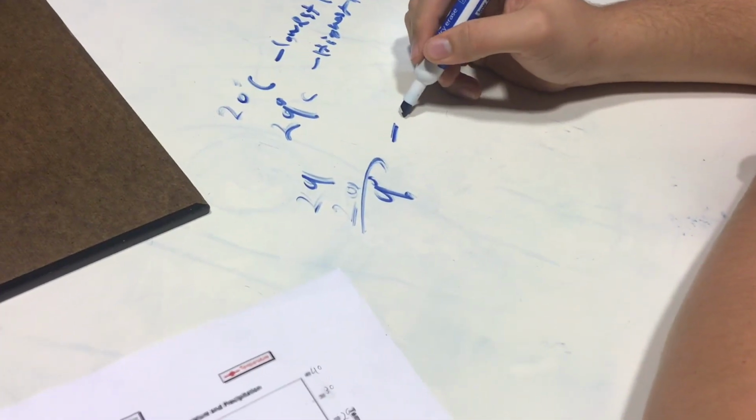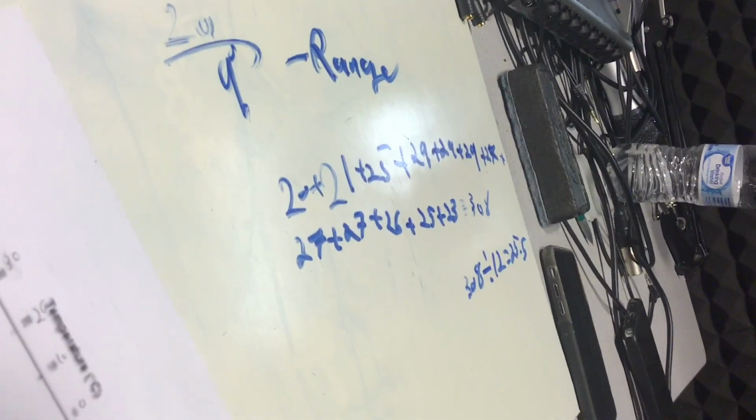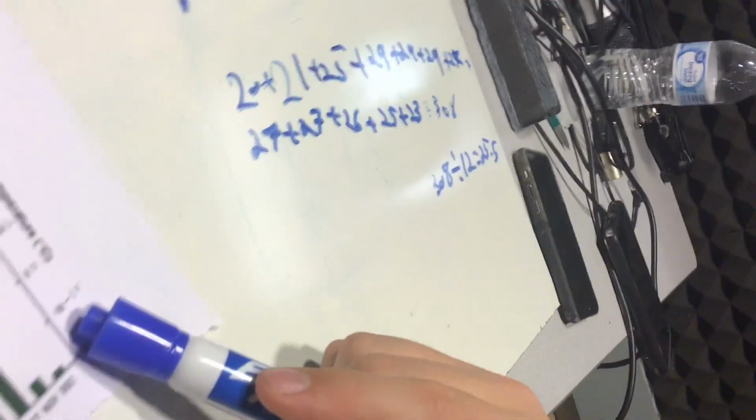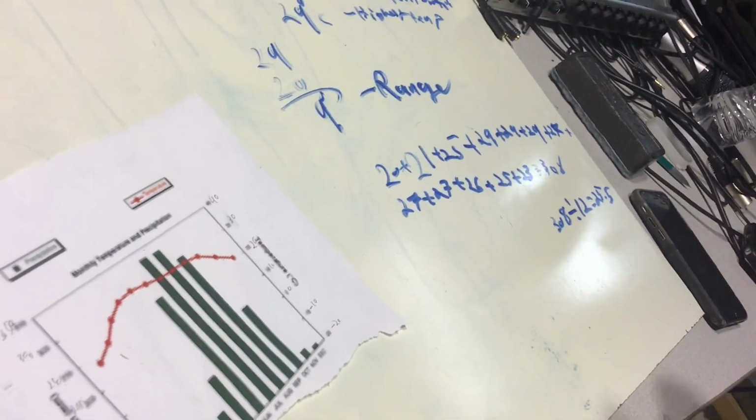Okay, so the range is 9 degrees, but I need to know what the average temperature is. How do you find the average? So to find the average, you take all the numbers that it's reading and you add them up, which is 308, and then you divide them by how many numbers there are, which is a year, so 12 months, and you get 25.5. Okay, that sounds pretty cool.